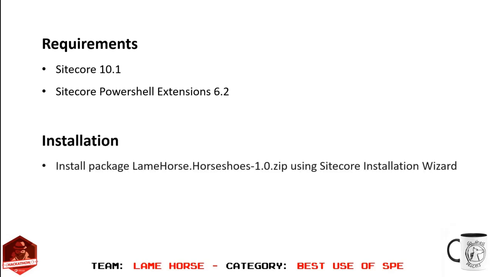For the installation, you basically download the package lamehorse.horseshoes10.zip. It's a Sitecore package, and you install that using the Sitecore installation wizard.